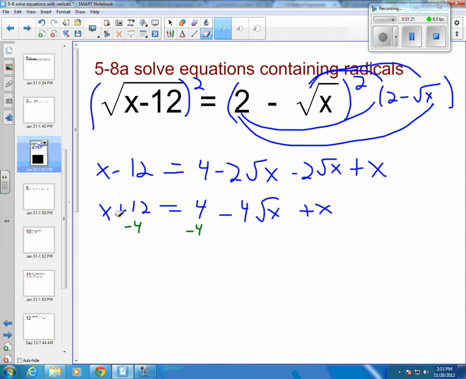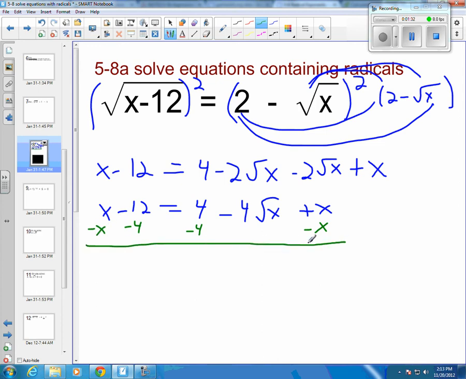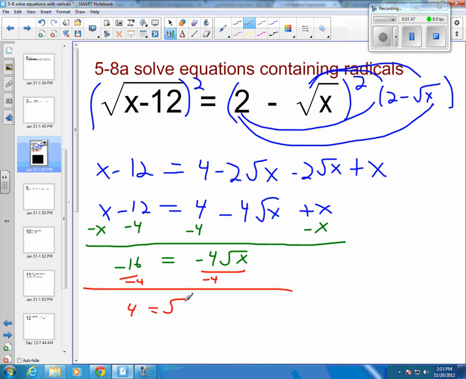And somehow my minus sign became a plus sign, so let me fix that. And I want to subtract the x from both sides. So that would be minus 16 is equal to minus 4 square roots of x. Then you want to divide both sides by negative 4 to get the square root of x by itself. And so you get 4 is equal to the square root of x, or 16 is equal to x.